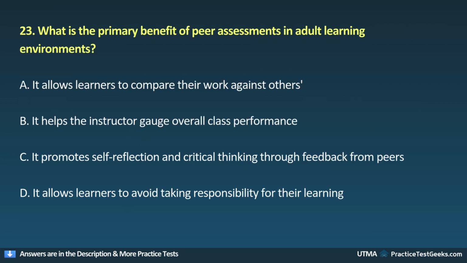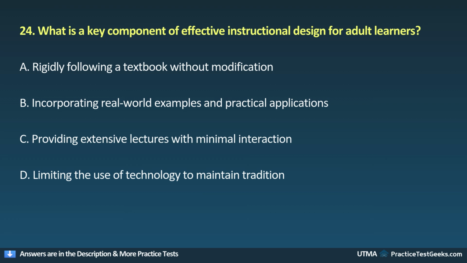23. What is the primary benefit of peer assessments in adult learning environments? A. It allows learners to compare their work against others. B. It helps the instructor gauge overall class performance. C. It promotes self-reflection and critical thinking through feedback from peers. D. It allows learners to avoid taking responsibility for their learning.